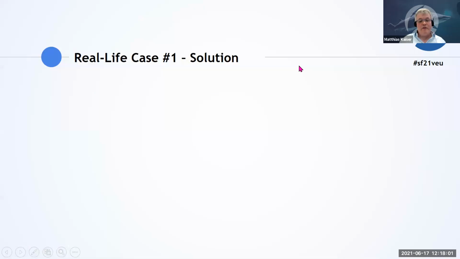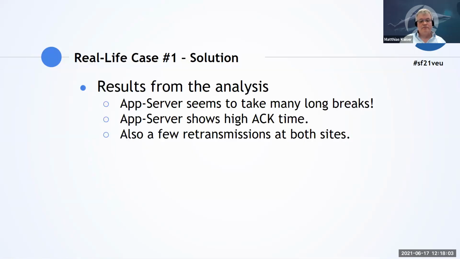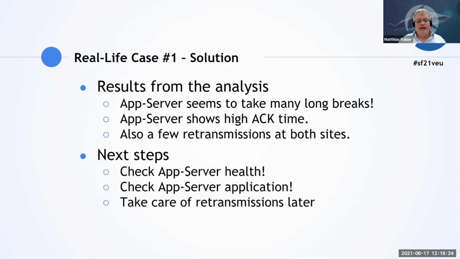Now, coming to its first solution, the app server seems to take many long breaks. Plus, the app server showed, I haven't covered that, also high acknowledgement times. That is an indication that the entire machine, and not only the application, ran into overload. Also, we saw a couple of retransmissions. Well, next step, we checked the application server health and the application itself. And then maybe take care of the retransmissions at a later stage.